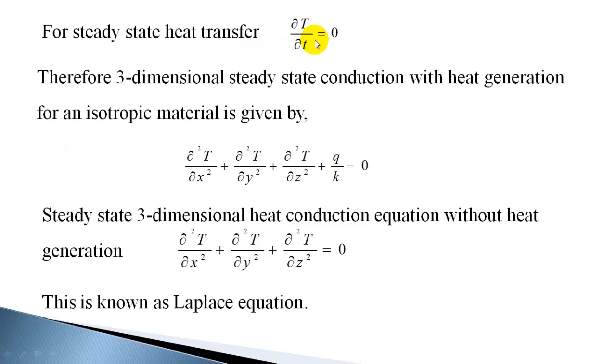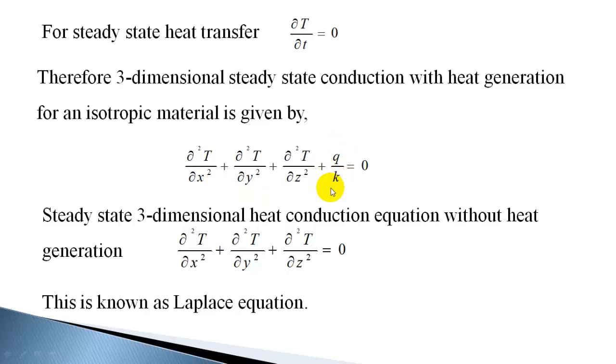Now for steady state heat transfer, we know temperature will not change with respect to time. At each and every point the temperature will remain steady. Temperature can vary with respect to the x, y, z direction, but the temperature at a given point will not vary with respect to time. It remains constant at that point, though it can change with respect to spatial coordinates. So for steady state heat transfer, del T by del t is 0. Substituting that, we get this equation. It is a steady state three-dimensional heat conduction equation with heat generation for an isotropic material.